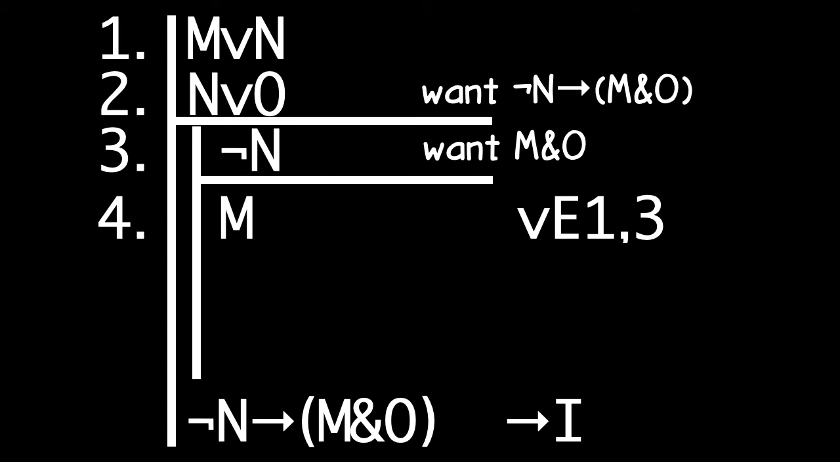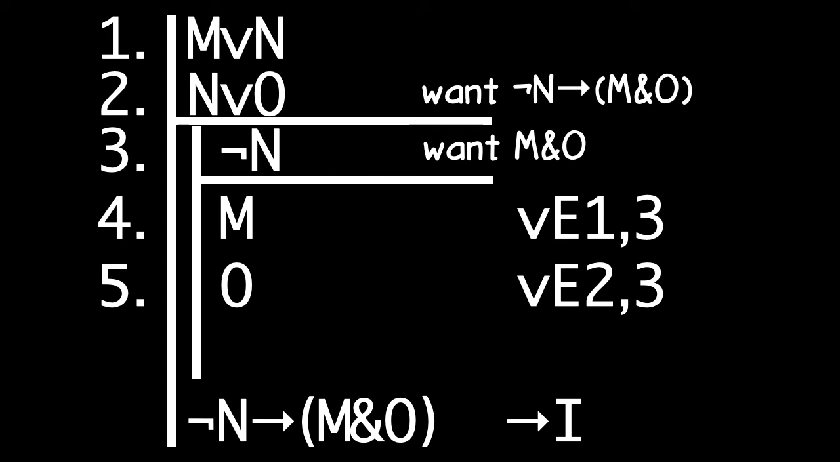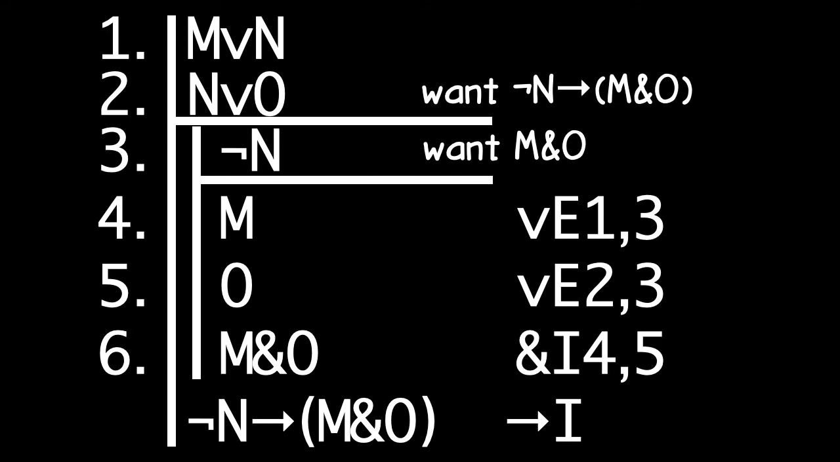Similarly, since n is one of the disjuncts on line 2, and we have not n, we can get o by or elimination 2 and 3. We can now put those together to get m and o by and introduction on lines 4 and 5. So that's what we wanted in the subproof. We wanted to get m and o. We've got it. So outside of the subproof, back in the main proof, we conclude not n arrow m and o by arrow introduction, subproof lines 3 through 6.